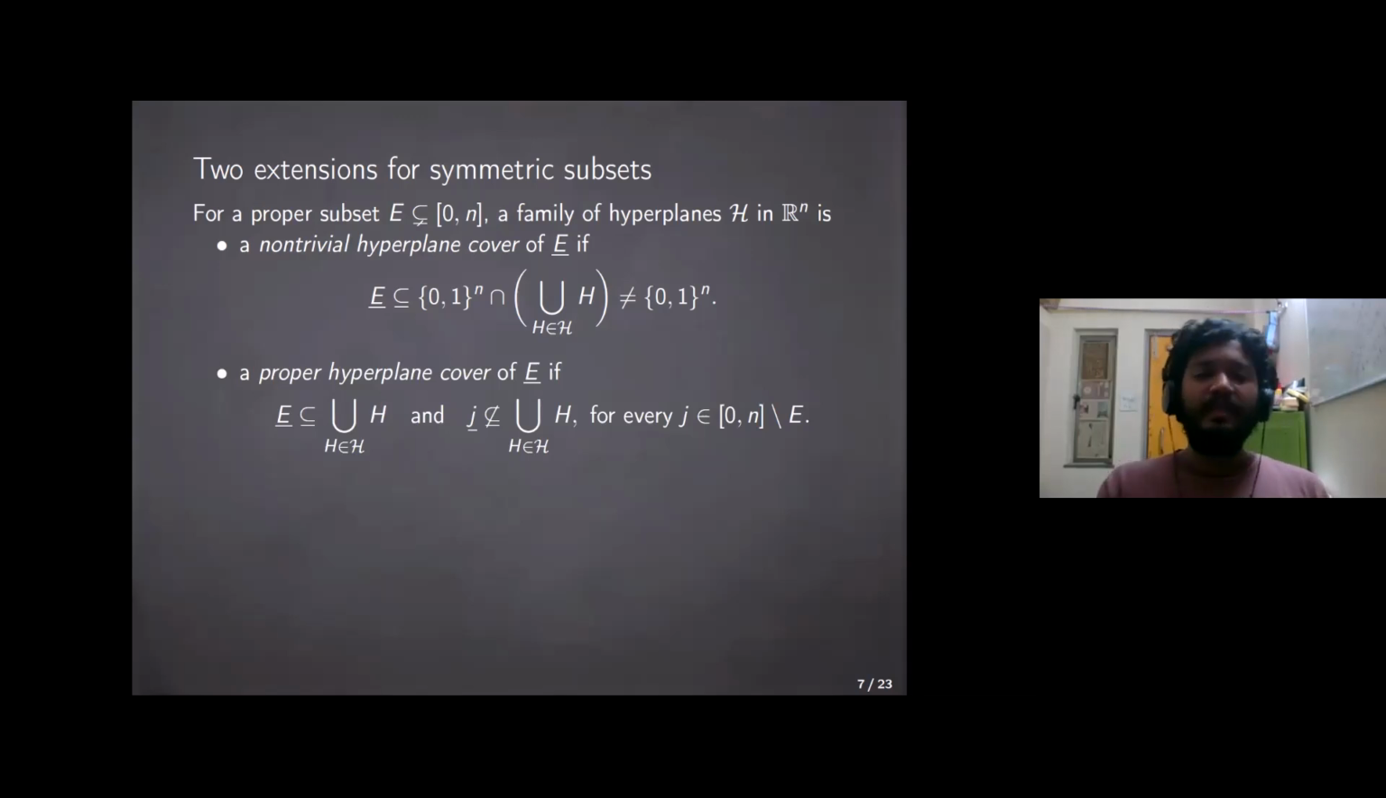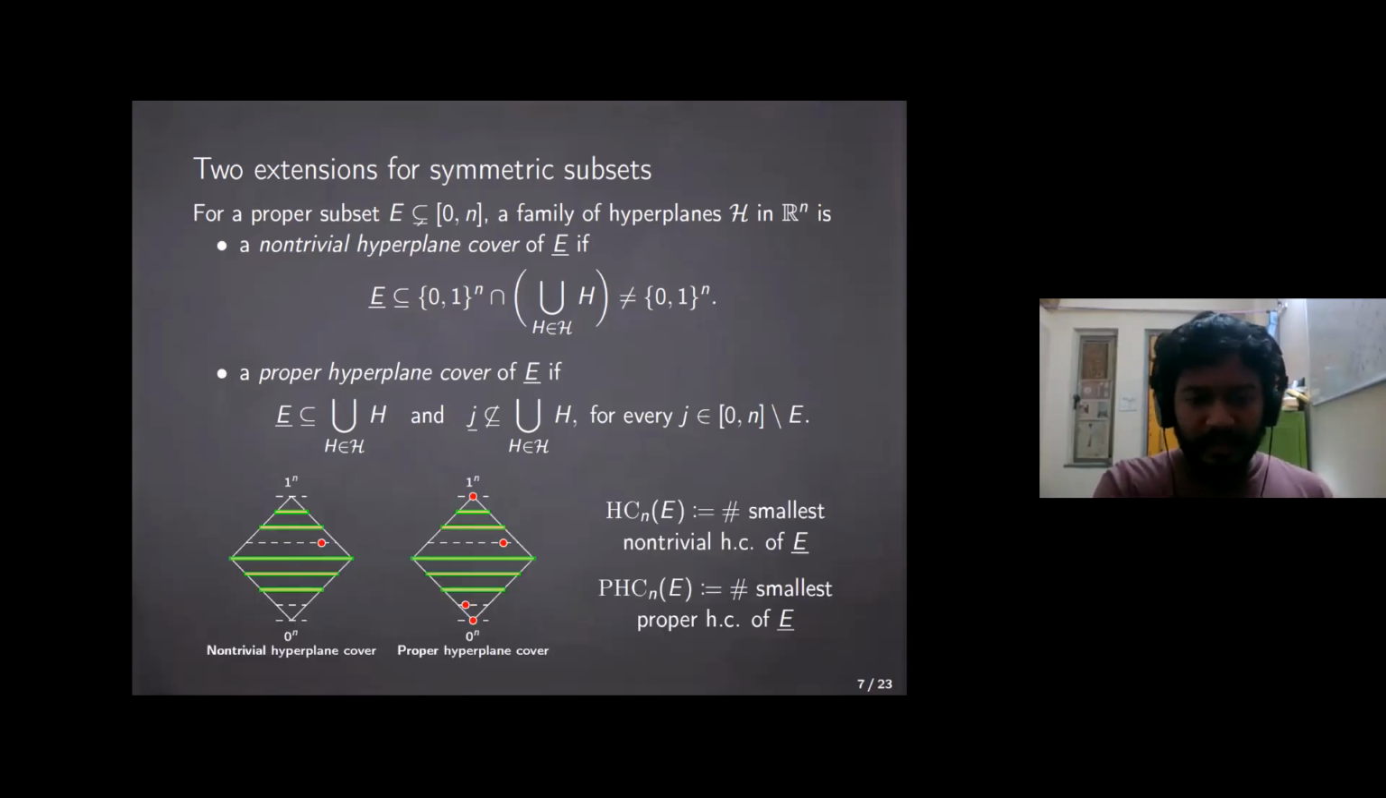Whereas a proper hyperplane cover again covers the set E bar, and for every element that's not in E, which means for every Hamming weight that's not included in E, the corresponding layer is not fully covered by this arrangement. That's it. So now, recapping to this figure, what are we interested in? The same question. What is the smallest size of a hyperplane cover that satisfies the appropriate condition? HCN of E will denote the smallest size of a non-trivial hyperplane cover for E bar, and PHCN will denote the smallest size of a proper hyperplane cover for E bar.